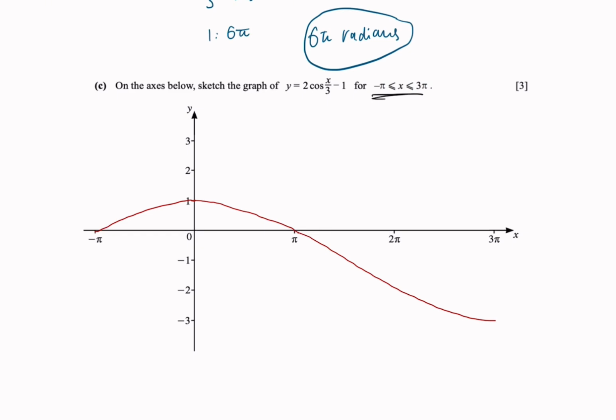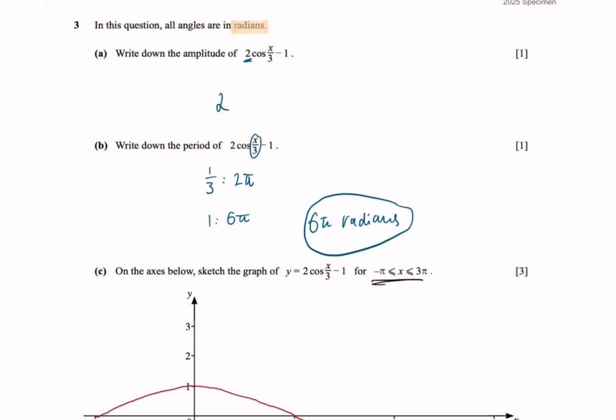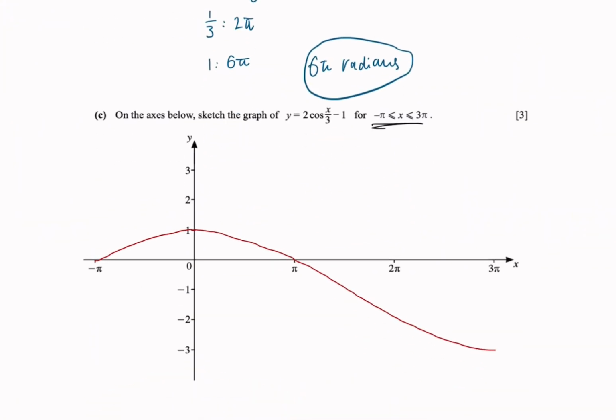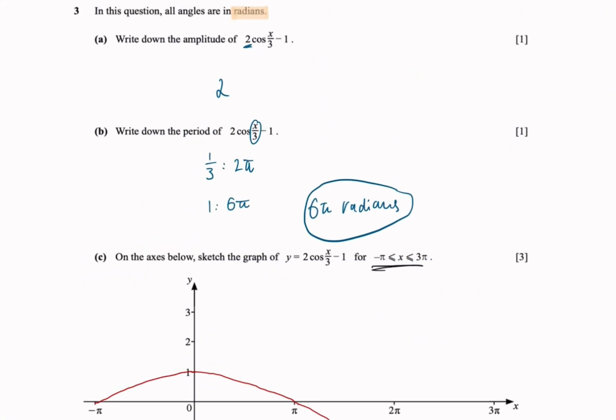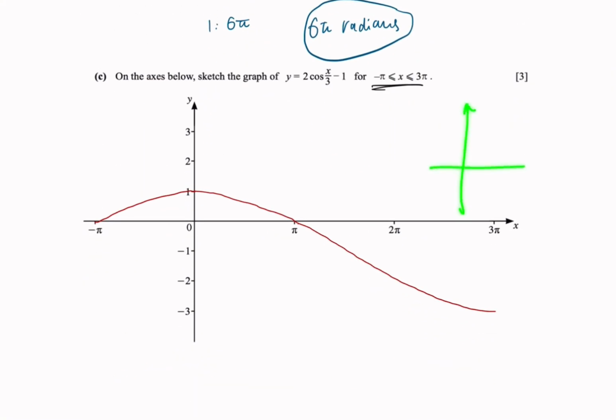Okay, so the way to do this is, you already know that the amplitude is 2 and that the period is 6 pi. So basically, for 6 pi, that means it's one complete cos graph, which will look something like this. So this is 6 pi. So the domain is only 3 pi. So we only want until here. So we know that it will look like half of the actual cos graph. And then we know that the amplitude is 2, so it will be something like this.